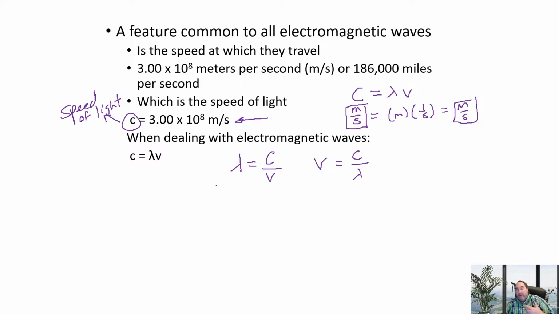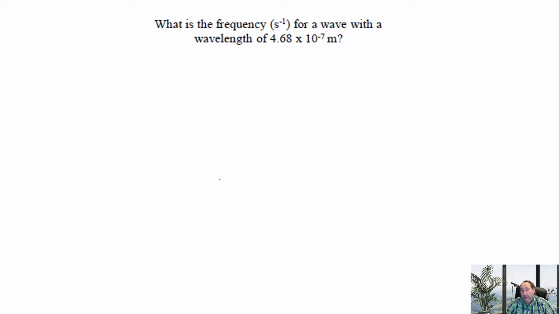So if you know one of those two things, either the frequency or the wavelength of light that's coming off, again, perhaps as electrons are transitioning, you can very easily figure out either what the wavelength was or the frequency, depending on the information given to you. So again, just to show you how you would do that, here in an example, we want to know what is the frequency of a wave that has a wavelength of 4.68 times 10 to the minus 7 meters.